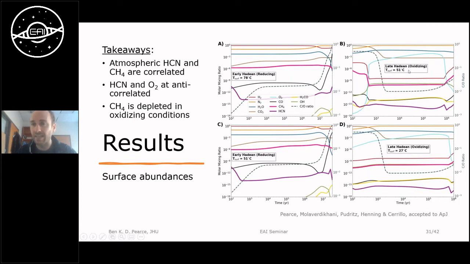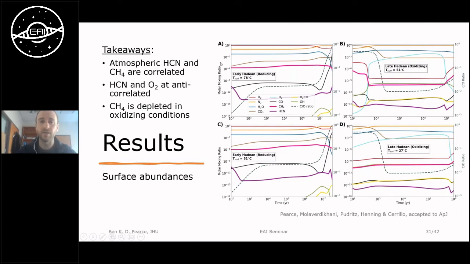We can also see an anti-correlation. This blue line right here is oxygen. It has the same opposite shape as the hydrogen cyanide. So in a highly oxidizing environment, hydrogen cyanide, which is a reduced form of carbon, is going to be produced in lesser abundances, and formaldehyde, which is an oxidized form of carbon, H2CO, is going to be produced in higher abundances. So there's an anti-correlation between hydrogen cyanide and oxygen, and a correlation between oxygen and formaldehyde.